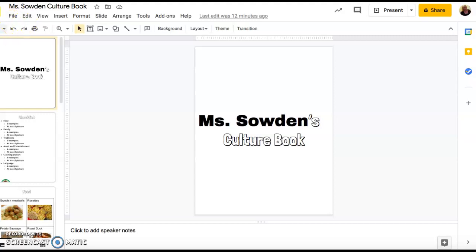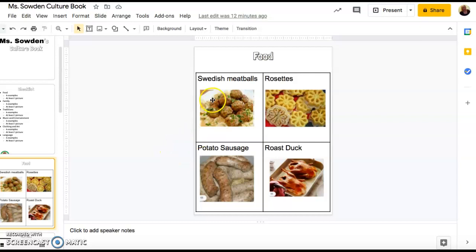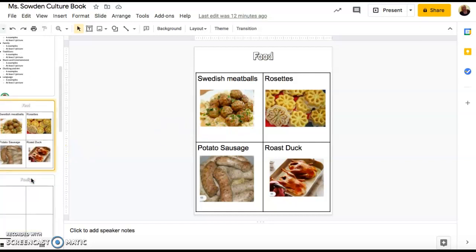Last Friday we worked on our culture book, and last Friday's slide we worked on was the food slide. And this is my food slide. Last week I just put in the words, but I've since put in the pictures. And those are 4 foods that are from my culture.